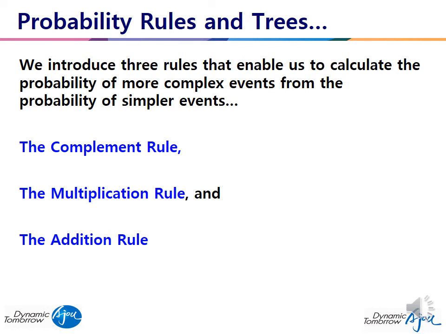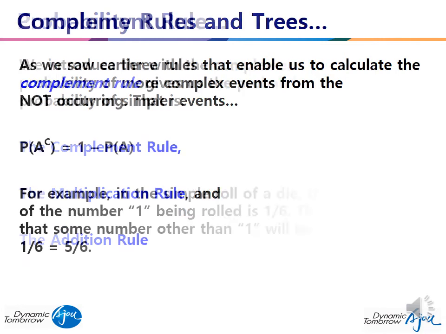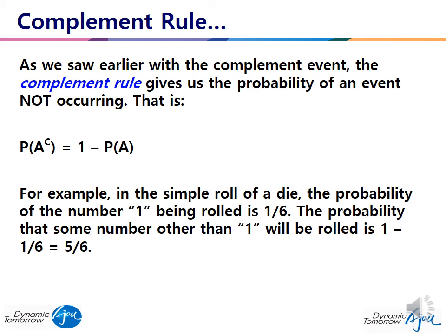Now let's talk about probability rules and trees. We introduce three rules that enable us to calculate the probability of a more complex event from the probability of simpler events: complement rule, multiplication rule, and addition rule. First, complement rule. The complement rule gives us the probability of an event not occurring. That is, probability of A complement is 1 minus probability of A. For example, in the simple roll of a die, the probability of number 1 being rolled is 1 over 6. The probability that some number other than 1 will be rolled is 1 minus 1 over 6, which is equal to 5 over 6.